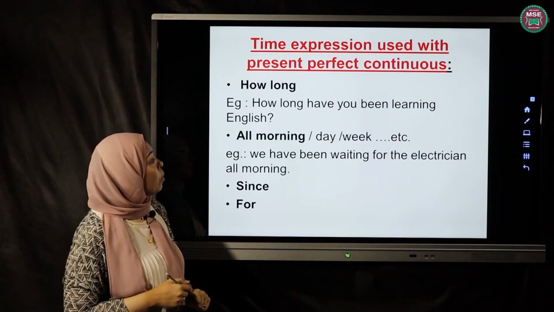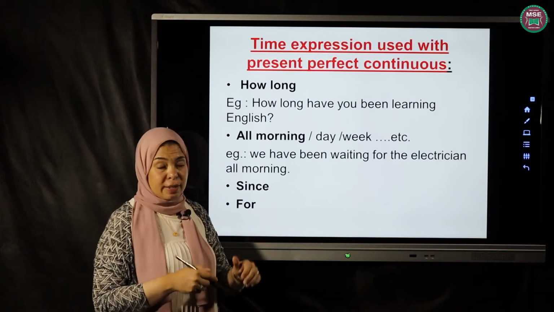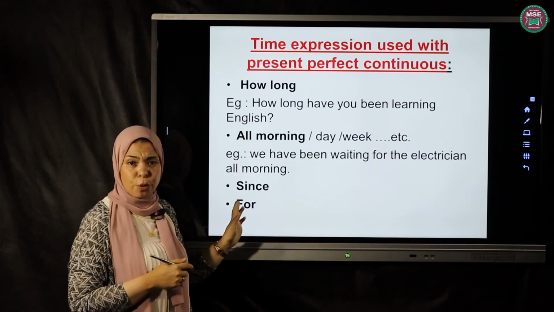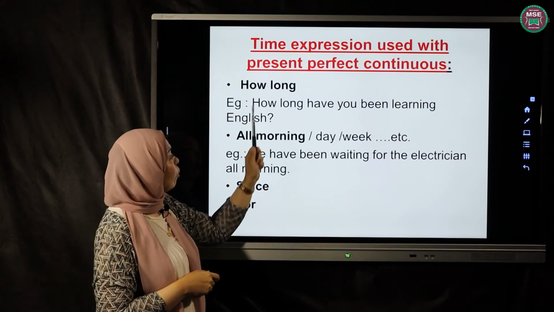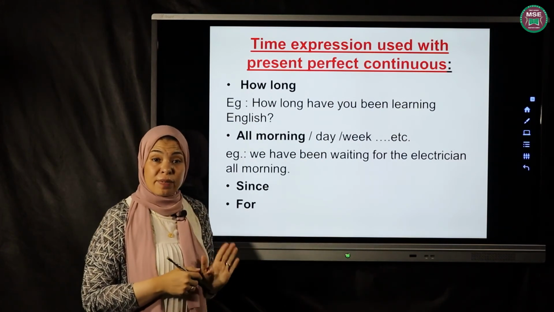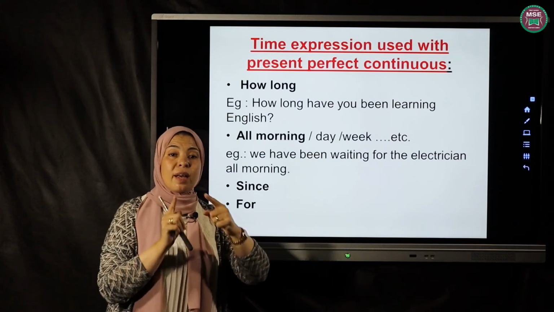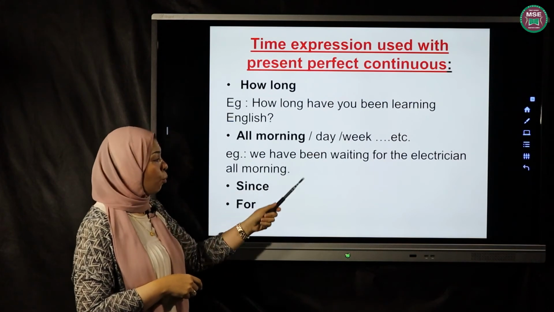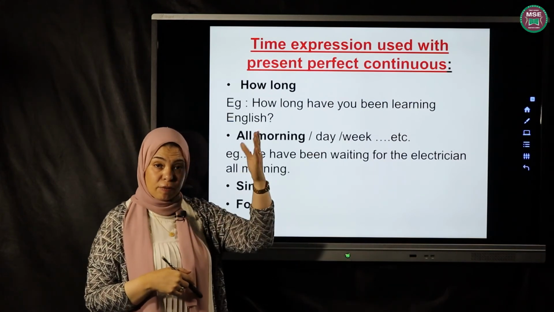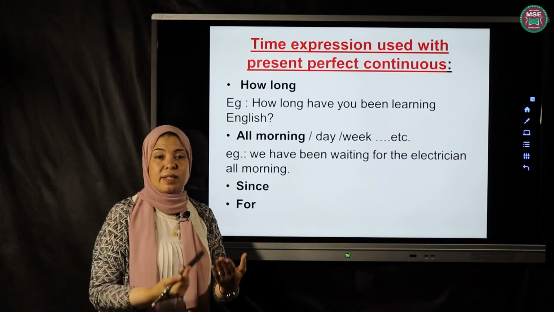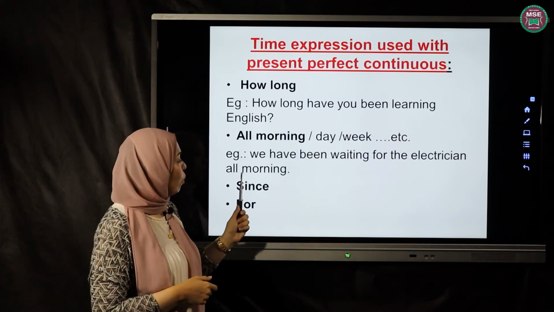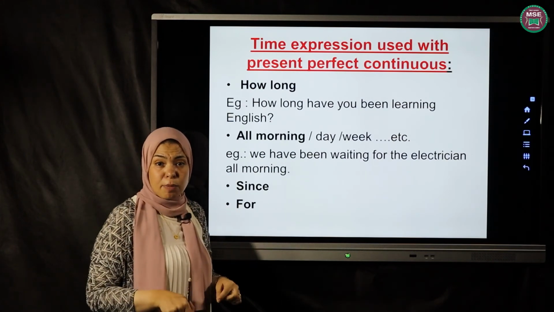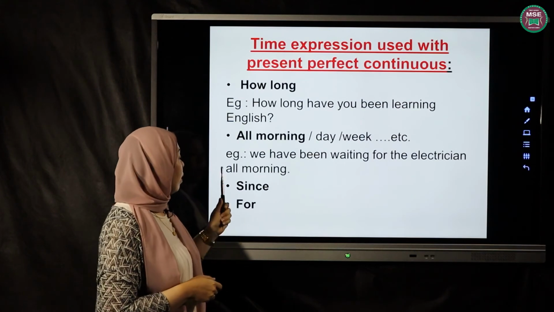Time expressions used with the present perfect continuous. As I said before, how long and all morning. Two are very important, and of course since and for, which we explained. How long? How long have you been learning English? How long is very important because it asks about the duration of time. That's why we usually use it with the present perfect continuous. All morning refers to an action that started long ago, and I can see the result of the action in the present time. We have been waiting for the electrician all morning. We have been waiting for him. Maybe until this moment we are waiting for him. And since and for.